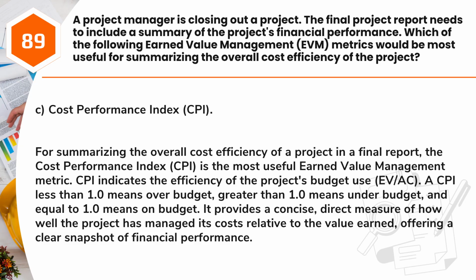A CPI less than 1.0 means over budget, greater than 1.0 means under budget, and equal to 1.0 means on budget. It provides a concise, direct measure of how well the project has managed its costs relative to the value earned, offering a clear snapshot of financial performance.